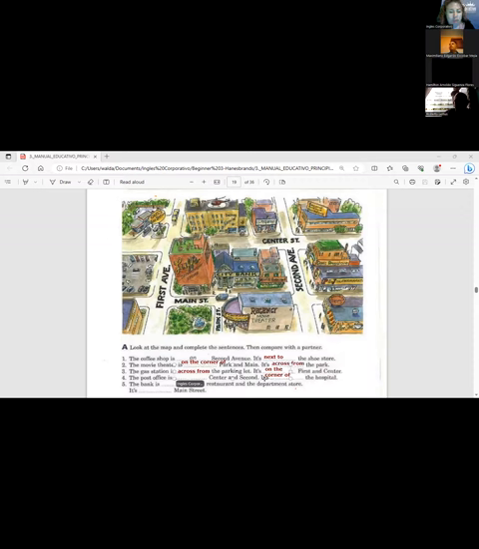Okay, good. The post office is on the corner of Center and Second. Excellent, very good. It's next to the hospital. Yeah, very good. Next to the hospital. Good. Next.